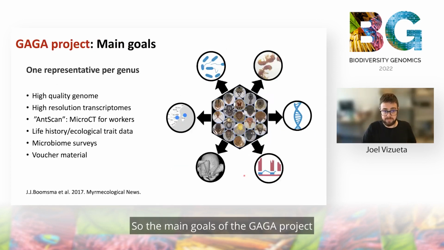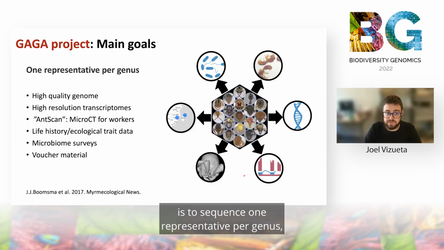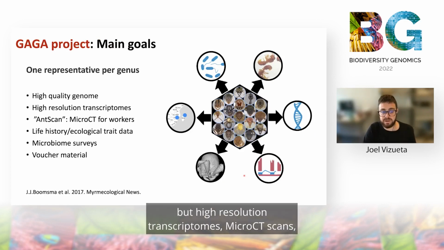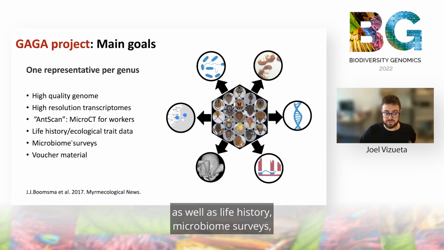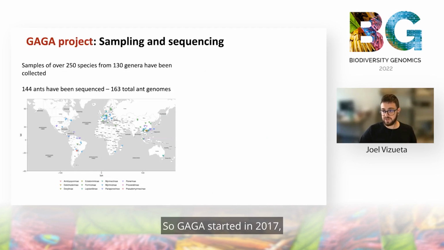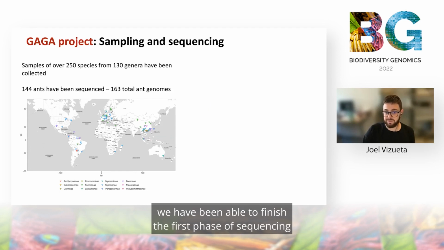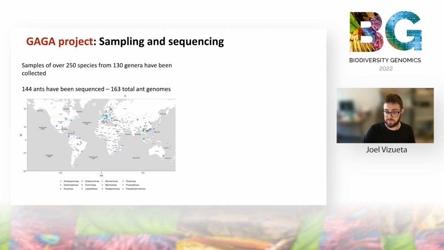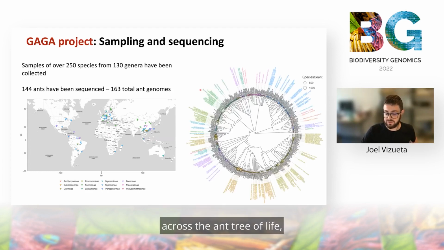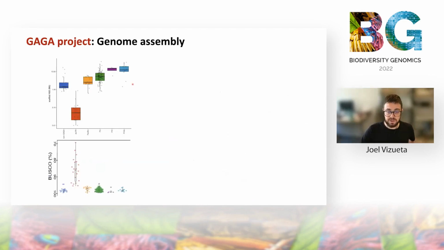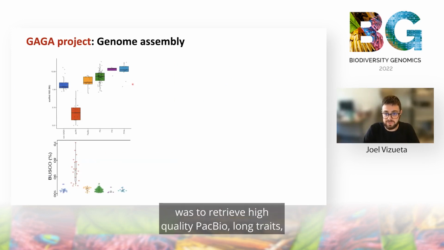So the main goal of the GAGA project is to sequence one representative per genus, and not only get high quality genomes, but also high resolution transcriptomes, micro-CT scans, as well as life history, microbiome surveys, and voucher materials. GAGA started in 2017, and despite a pandemic in between, we have been able to finish the first phase of sequencing, in which we have generated 163 genomes. So we have a pretty good coverage across the tree of life and also a good diversity of life history traits.